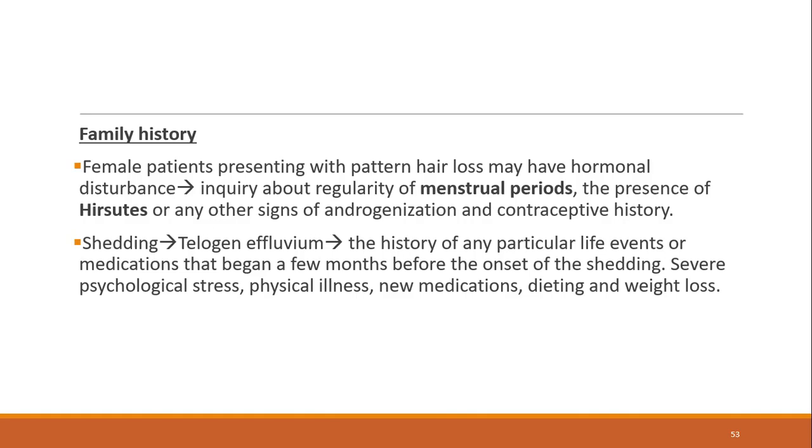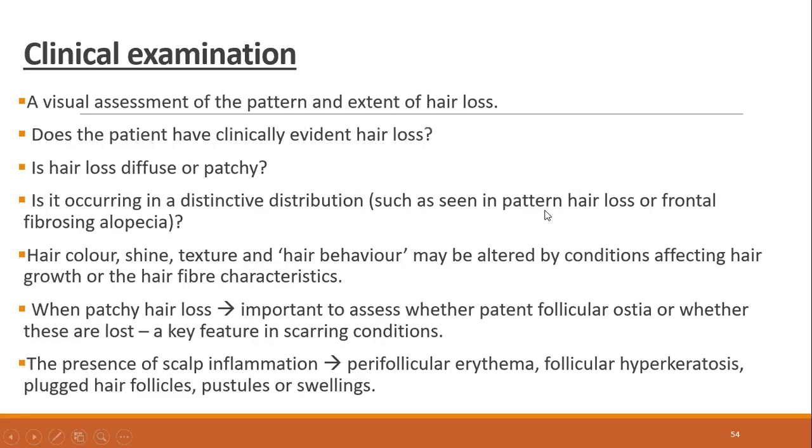Shedding, or telogen effluvium. History of any particular life event or medication that begins a few months before the onset of shedding: severe psychological stress, physical stress, new medications, dieting, and weight loss all contribute to this shedding or telogen effluvium. Then the second part is the clinical examination, a visual assessment of pattern and extent of hair loss.